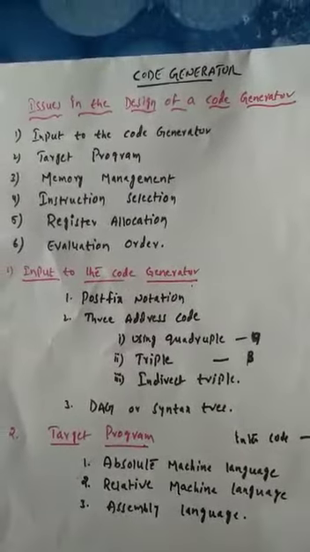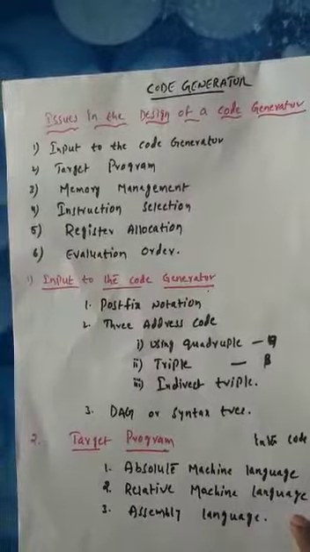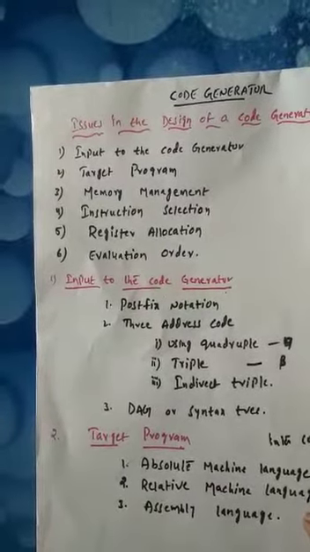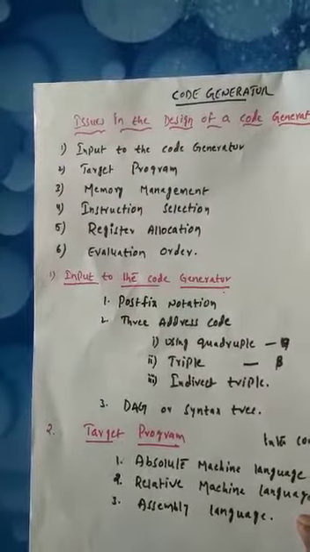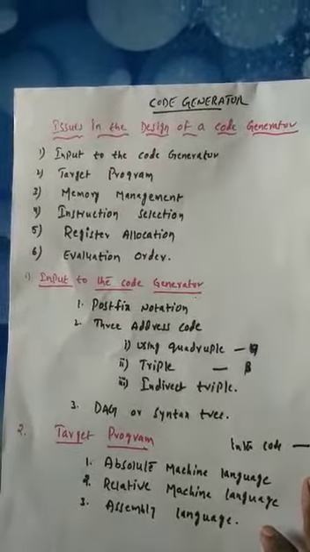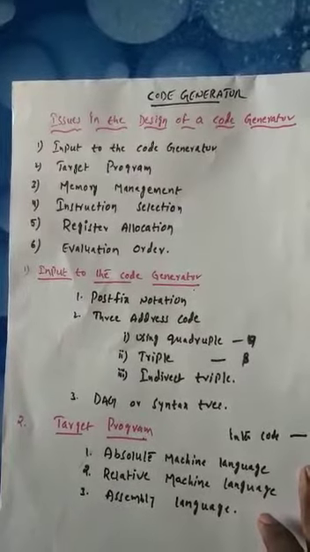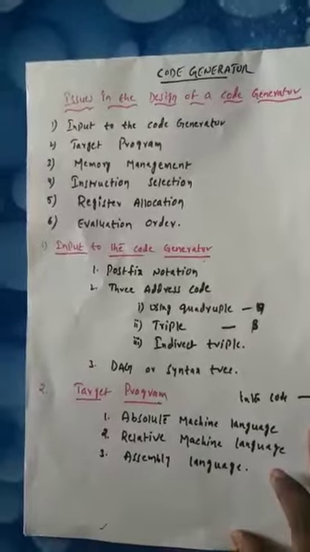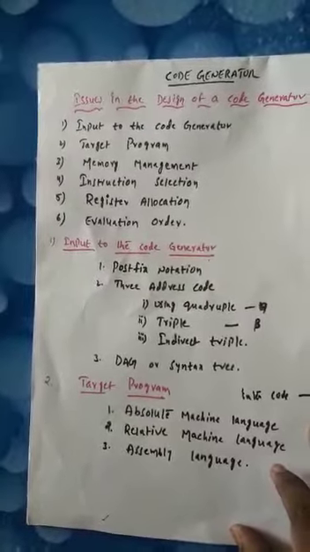Good morning, all. Today, our topic is code generator. So far, we have seen different phases in compiler design. Those are lexical analysis, syntactic analysis, and semantic analysis. Now, one of our topics is intermediate code generation. It is also called the code generator.